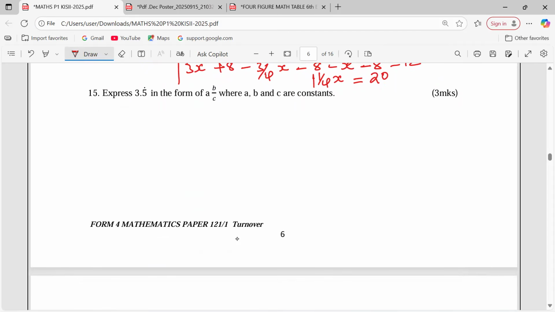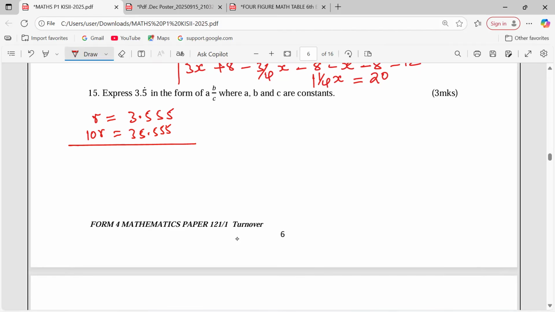Let's check number 15 now. We are told to express 3.5 recurring in the form of a fraction. So we are simply converting a recurring decimal into a fraction. Therefore, we can start with R being 3.5 with 5 recurring. Then 10R is going to be 35.555. You see now, on the decimal parts, we can subtract and get 0.